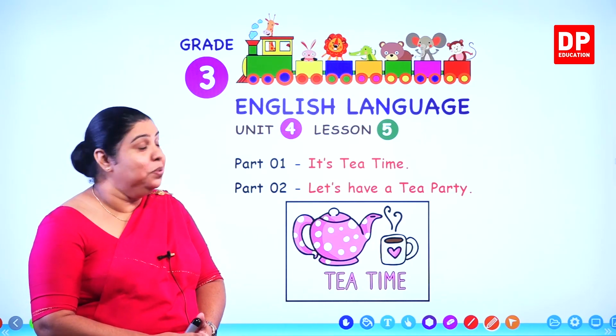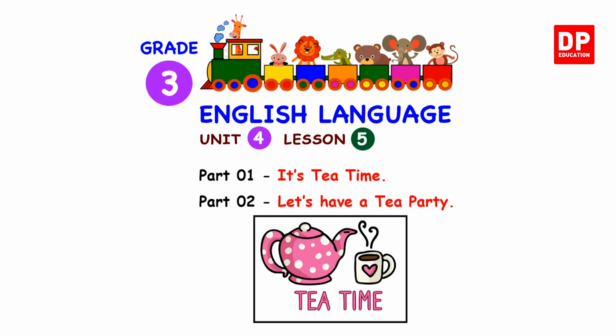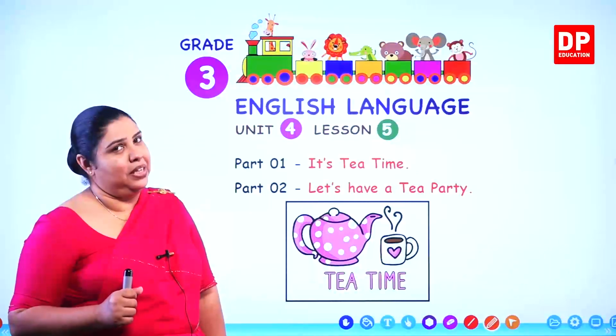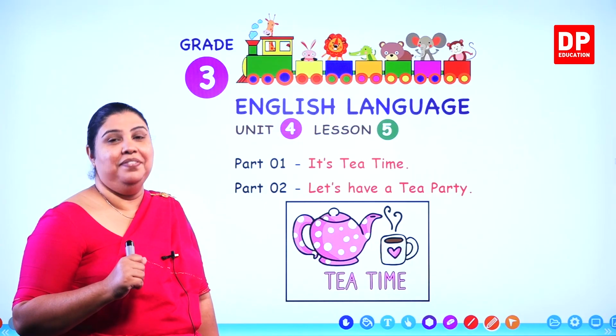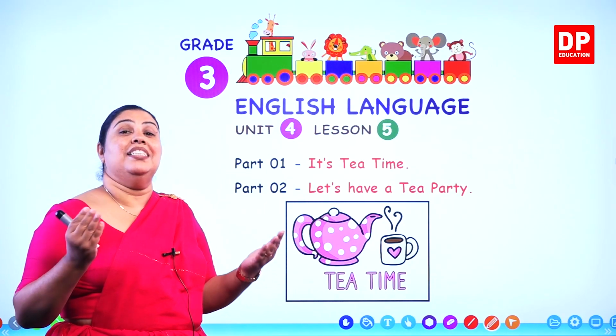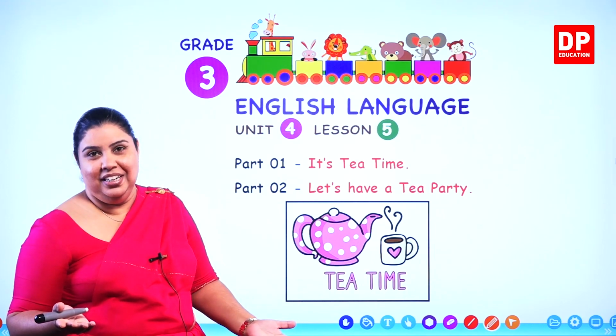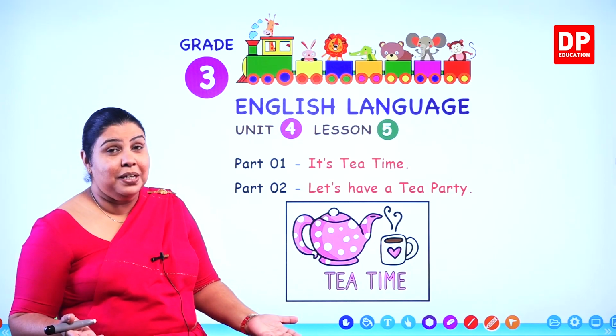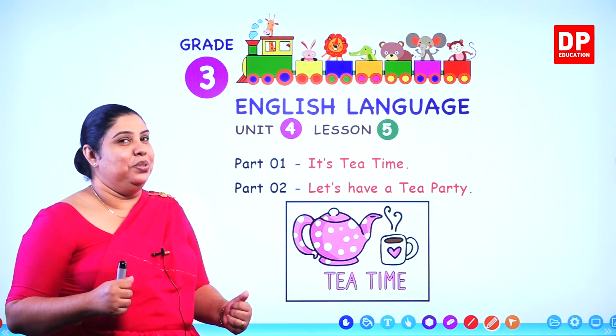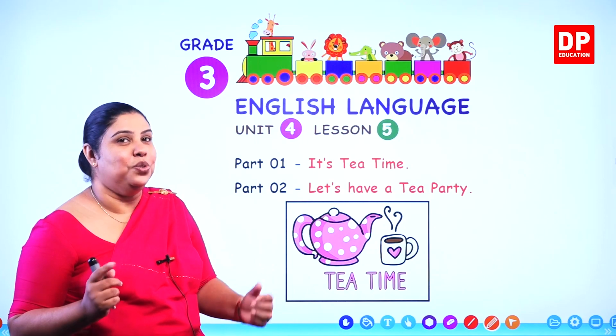We have come to lesson number 5. I have brought you lesson number 5 today. We have started unit number 4 and it's lesson number 5. What is our unit number 4? My food bag. We are talking about the things that we eat and drink. We spoke about fruits. We spoke about vegetables. We made a beautiful, tasty, healthy soup.